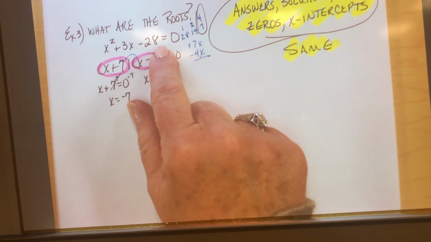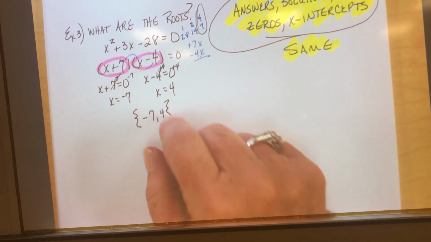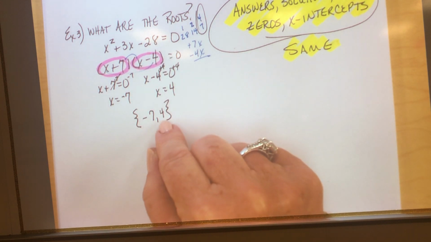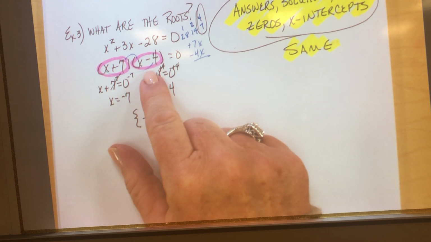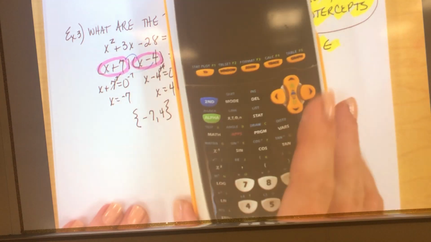Okay? Look at that. Where's it going to cross my x-axis? It's negative 7 and 4. Another reason you can't use a calculator. Oh, yeah. Don't even have to know how to factor, people. Okay? Don't even have to know how to factor.